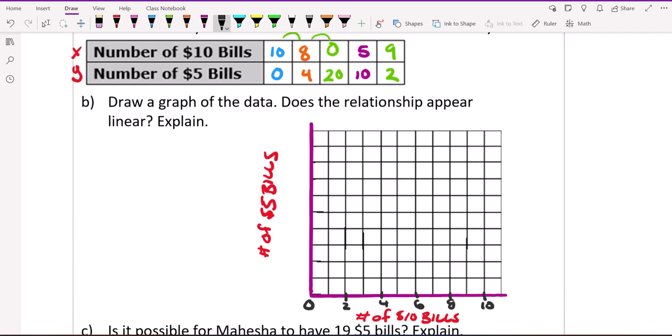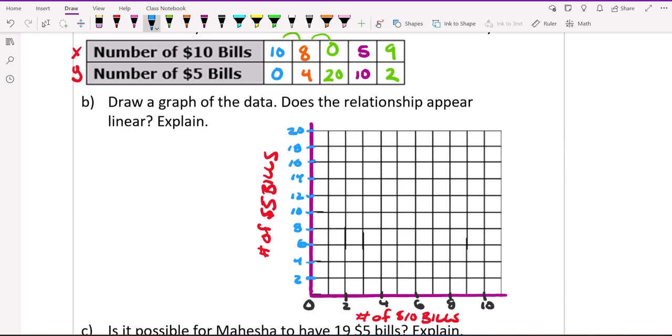Each line is worth 2, right? That'll make sure all the information fits in. If you go by ones, everything's not going to fit in. So you can label every single one, or you can label every second one if you want. 2, 4, 6, 8, 10, 12, 14, 16, 18, 20.